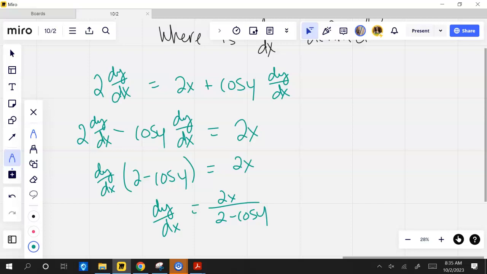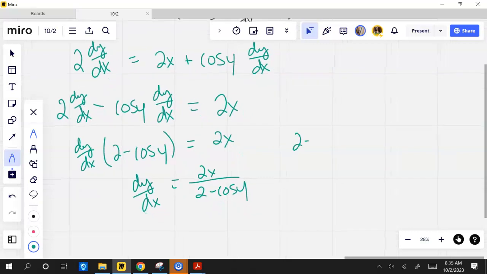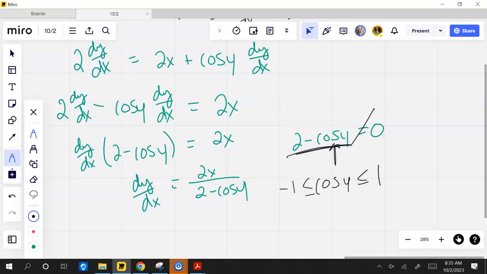What causes it to be not defined? The bottom going to 0. So my question to you is, when does this happen? It's nowhere. Why is it nowhere? That's exactly right. Cosine will always, no matter what, fluctuate between -1 and 1. So because of that, negative cosine y will never be equal to -2, because cosine y will never be equal to 2. It never goes above 1.